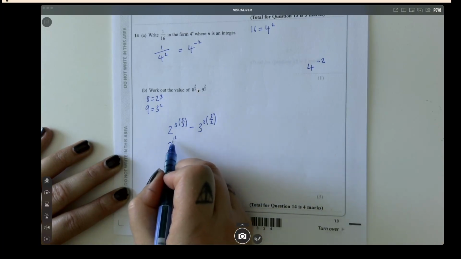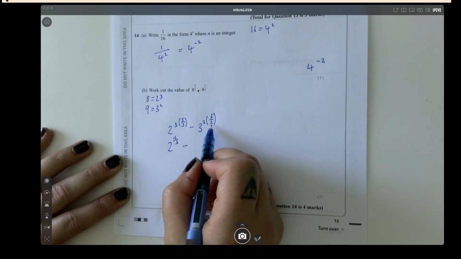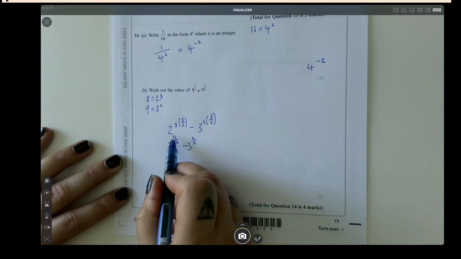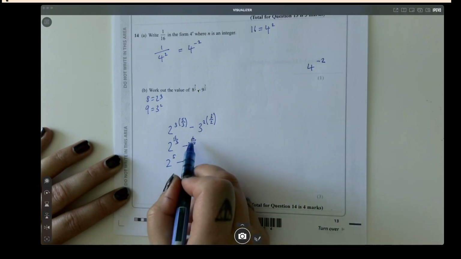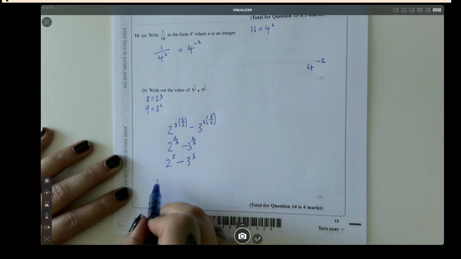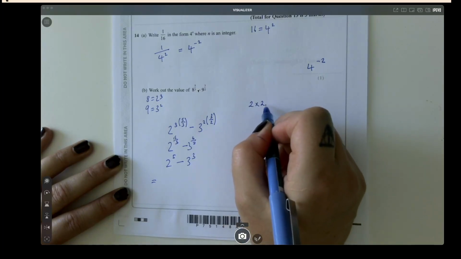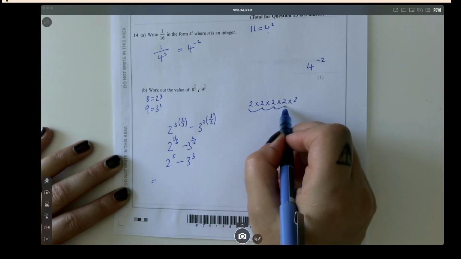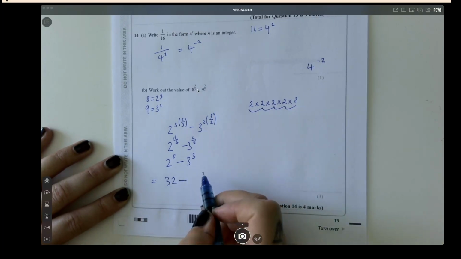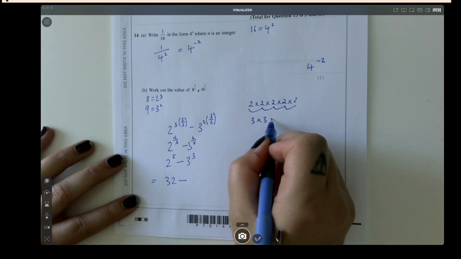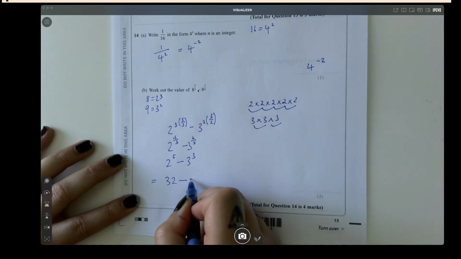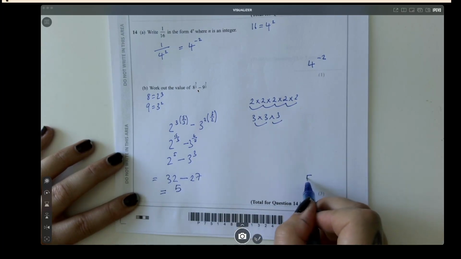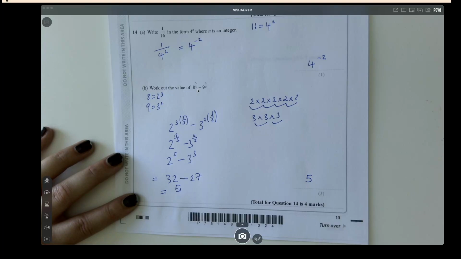3 times 5/3 is 15 over 3. 2 times 3 over 2 is 6 over 2. 15 divided by 3 is 5. 6 divided by 2 is 3. So 2 to the power of 5, which is 2 times 2 times 2 times 2 times 2. It's 4, 8, 16, 32. Subtract 3 to the power of 3: 9, 27. So we're doing 32 subtract 27, which is 5, and that goes on our answer line.